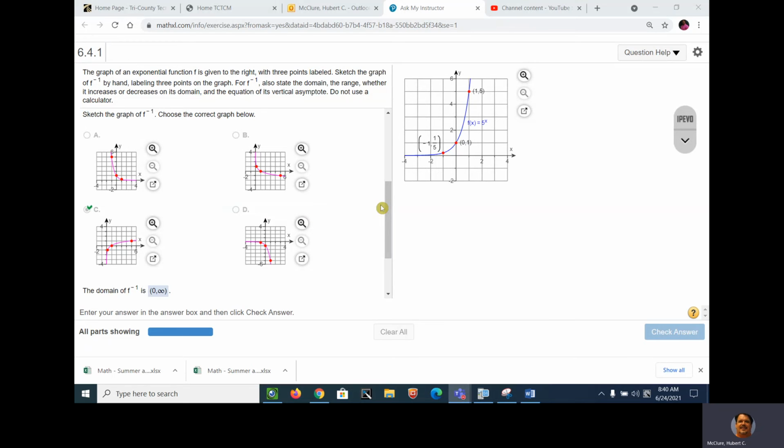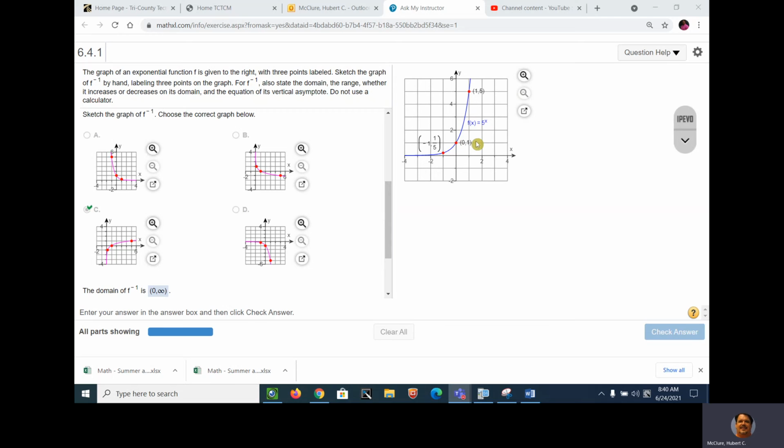All right, they say the graph to the right is the function, and they want you to do the inverse function. Well, there's two ways you can do this. You can do it graphically, or you can do it algebraically. Algebraically, you got f of x is equal to 5 to the x power. That's right here. If you can't see it, it's right there.